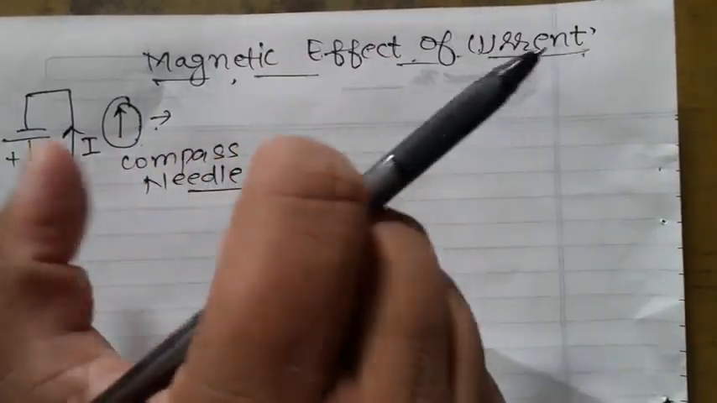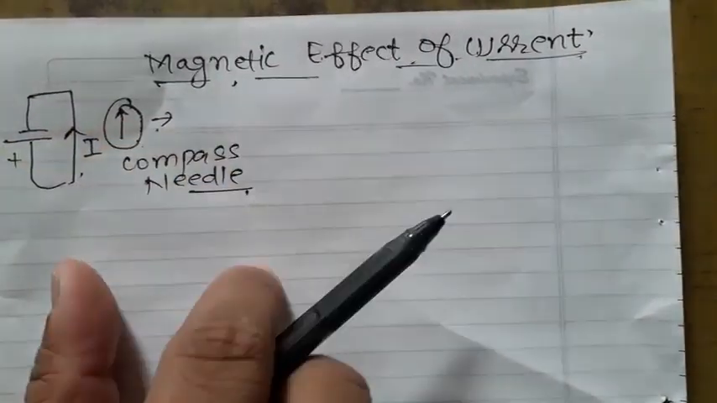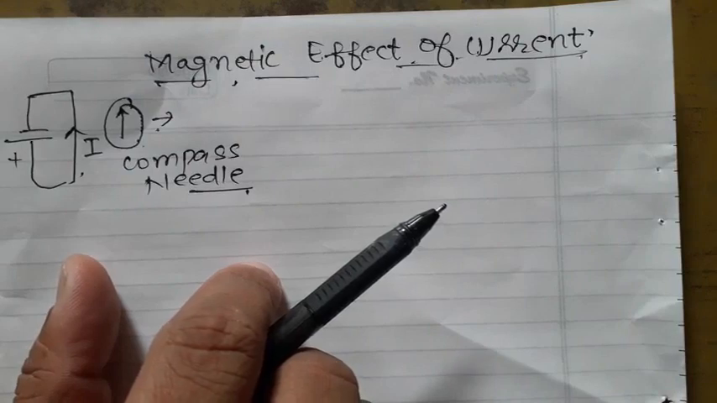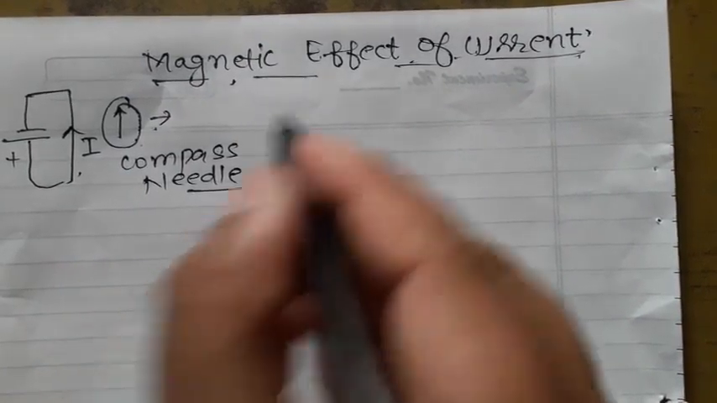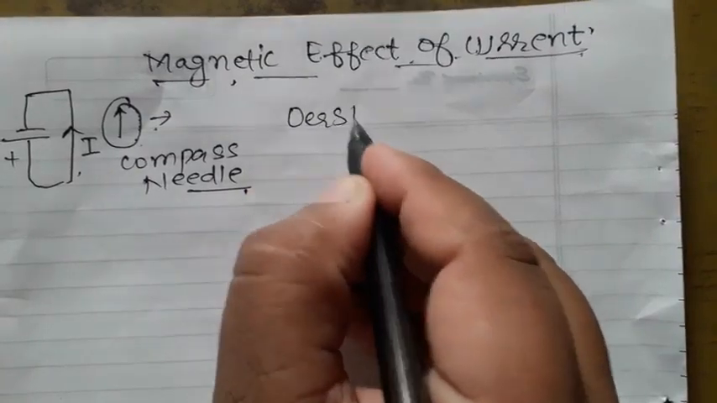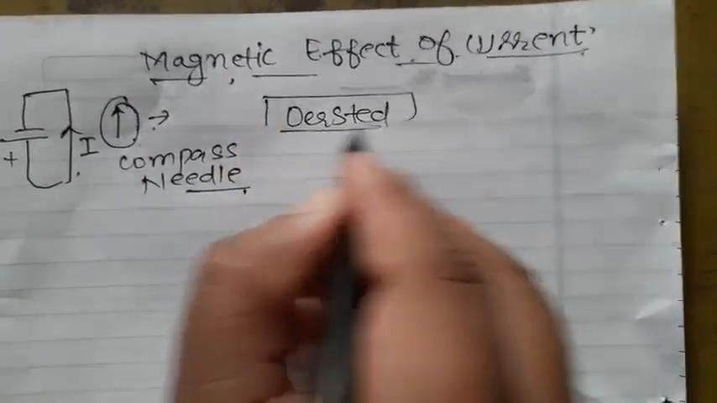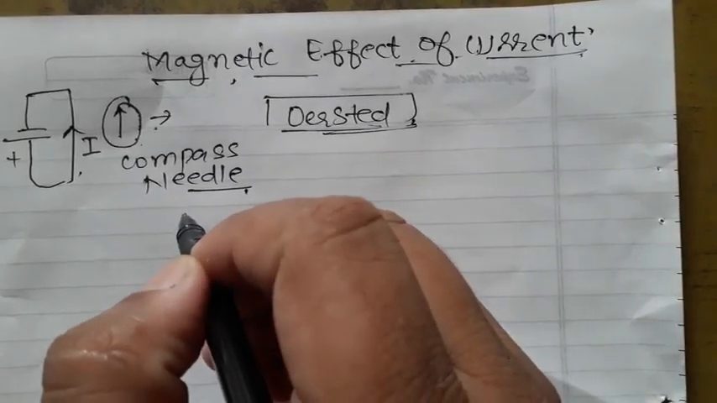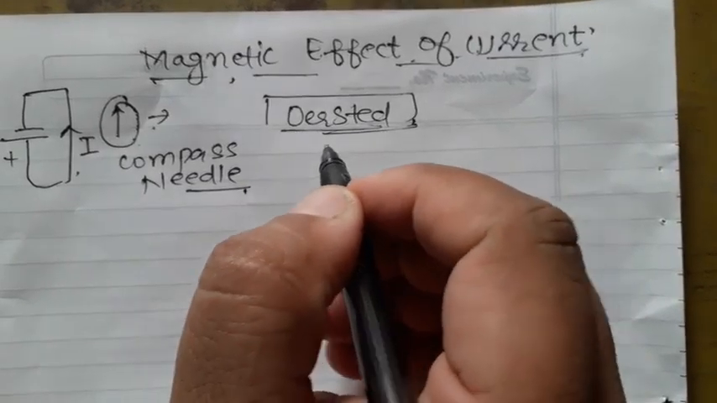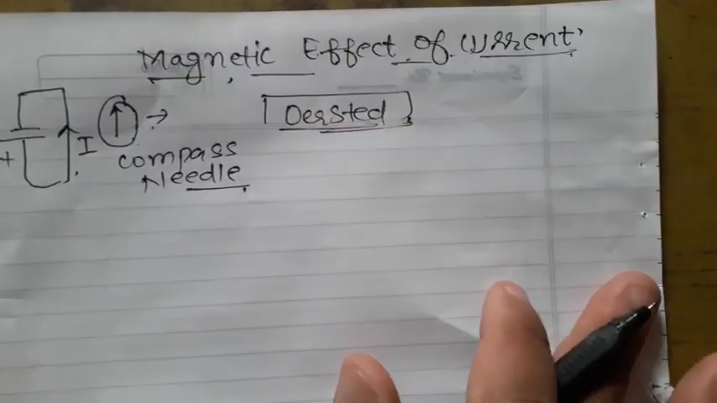The first question that comes: who performed this experiment to verify the magnetic effect of a current carrying conductor? The answer was Oersted, the name of the scientist who performed this experiment to verify that a current carrying conductor also behaves as a magnet.